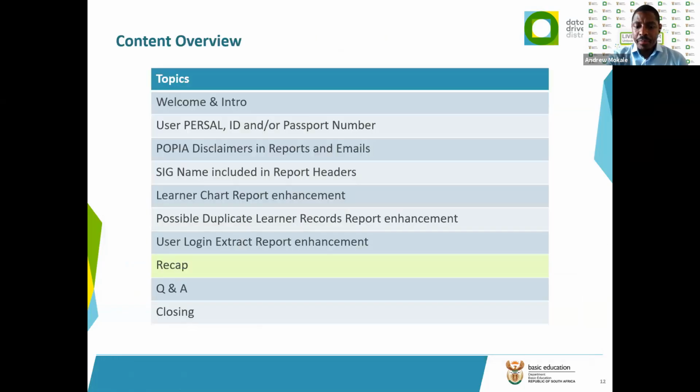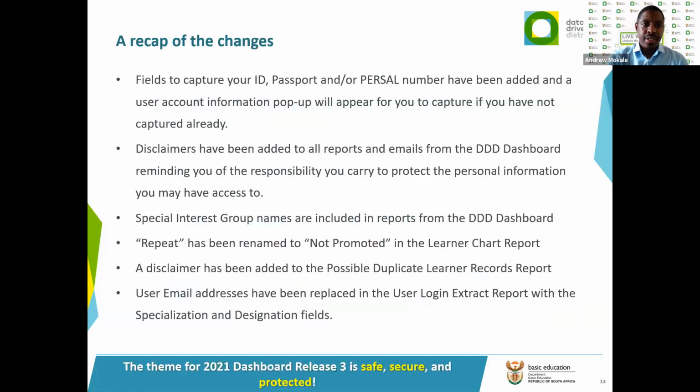Going into a recap. Starting off at the very top bullet point there, fields to capture your ID, passport, and/or Persal number have been added, and a user account information pop-up will appear for you to capture if you have not captured already. This will happen immediately once you've successfully logged onto the dashboard. And do remember that this information will not be shared with third parties. It is only meant for EMIS to use in order to correctly identify your user account on the dashboard.